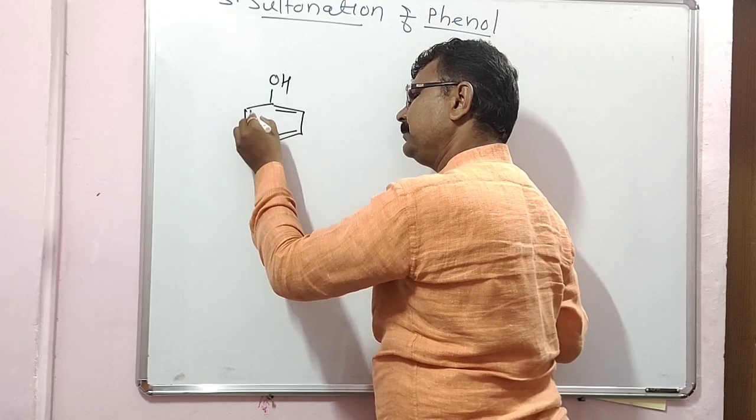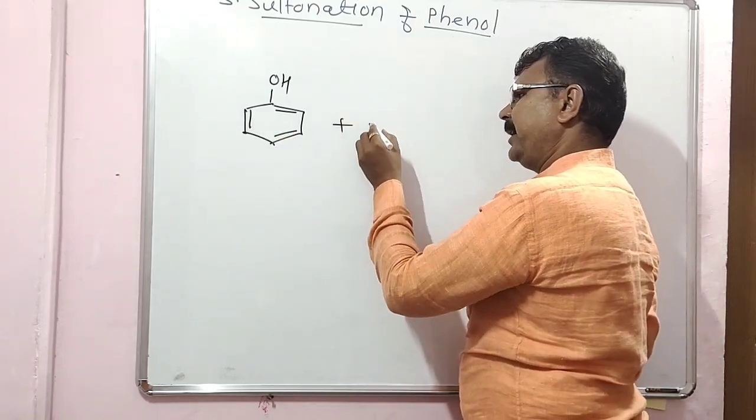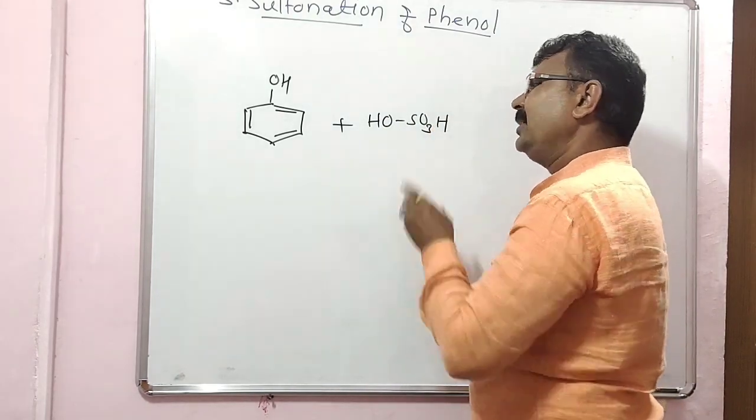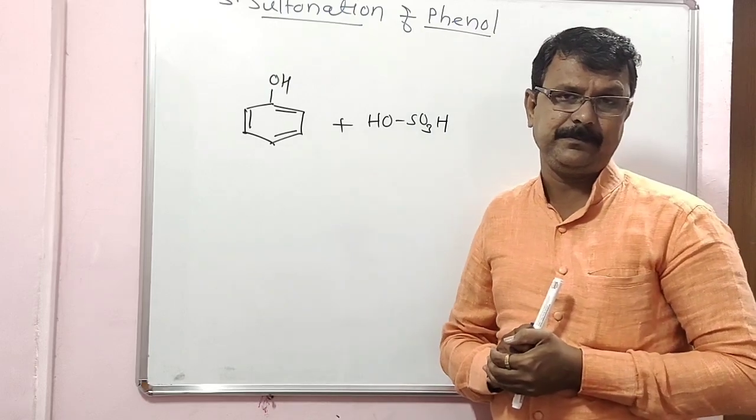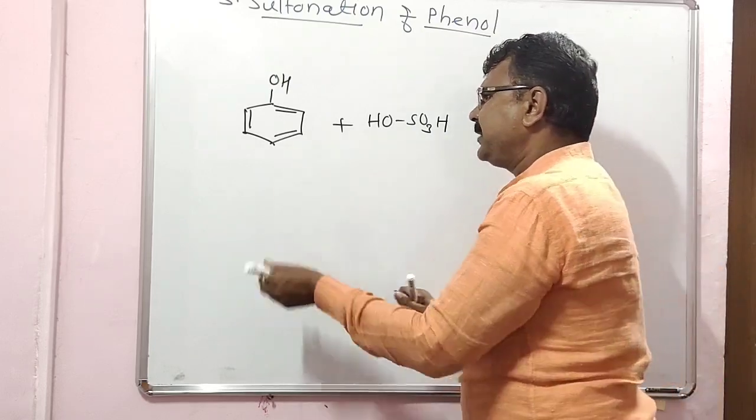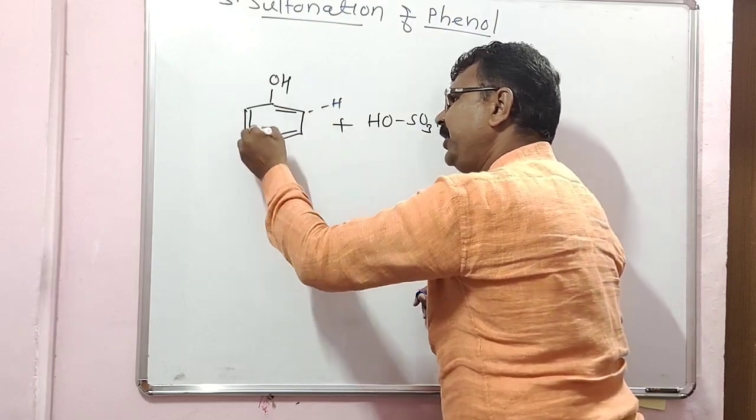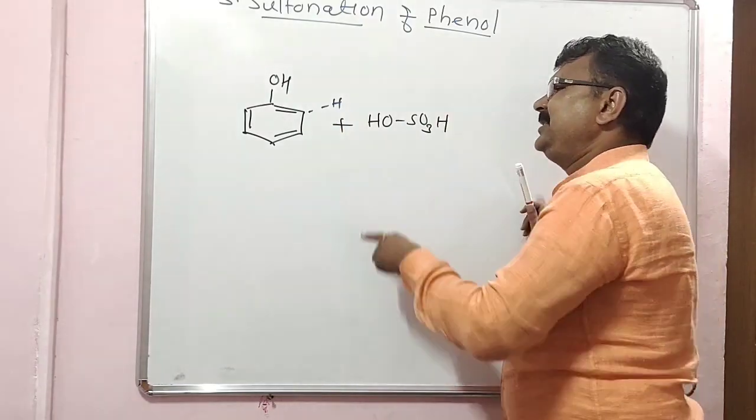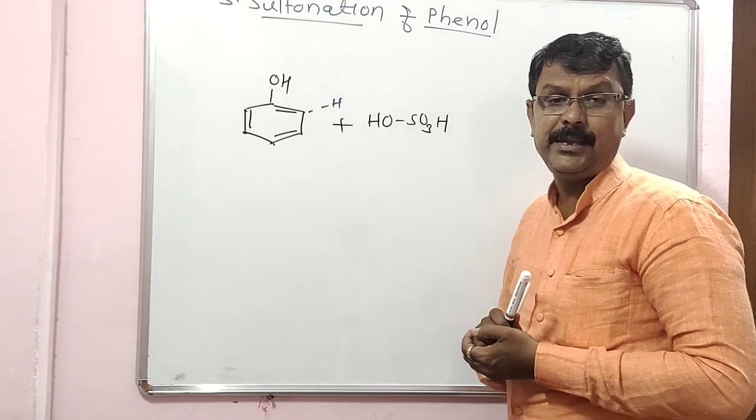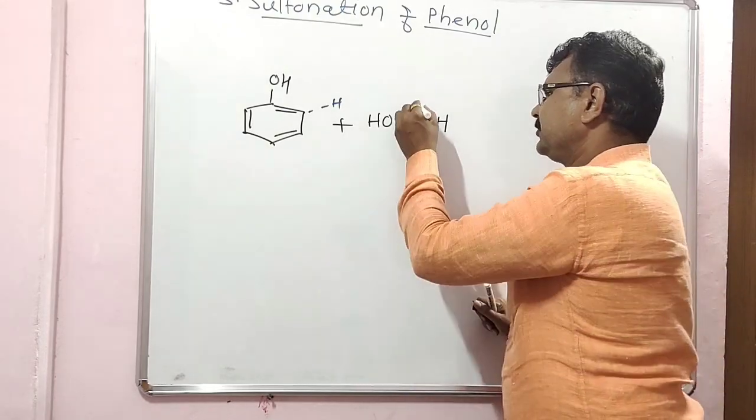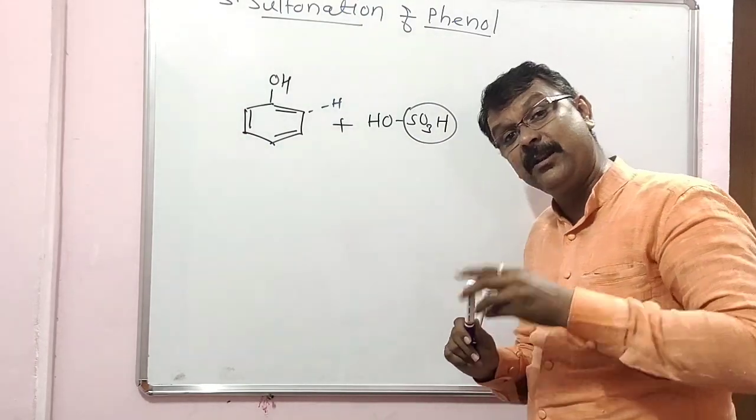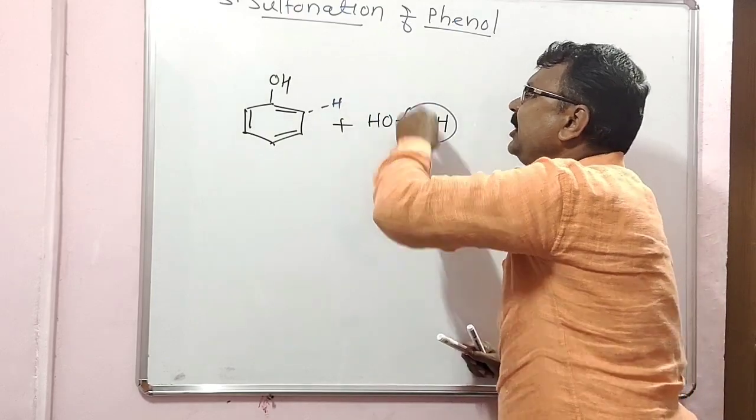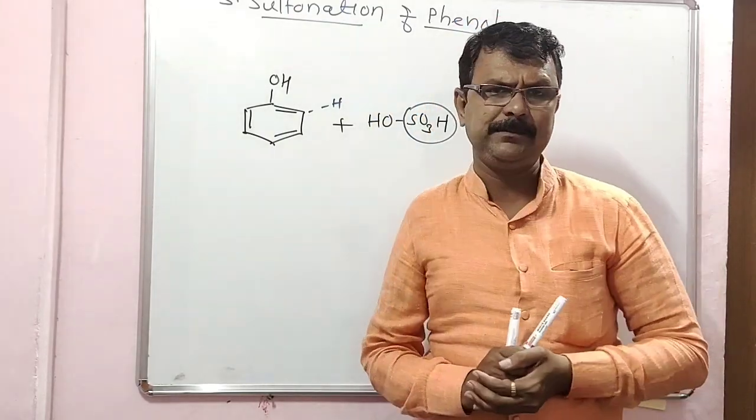Phenol reacts with H2SO4, that is HO-SO3H. Look here, the reaction in which a hydrogen atom of the benzene ring of phenol is replaced by the sulfonic acid group of sulfuric acid is called the sulfonation of phenol.